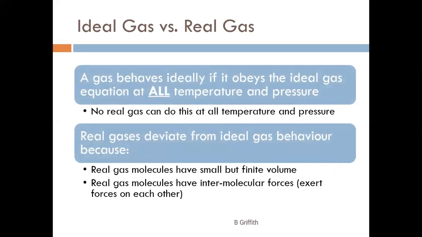Now, a gas behaves ideally if it obeys the ideal gas equation at all, emphasis on all, temperatures and pressures, which doesn't happen in real life because that's not how real gases behave. Your real gases will deviate from ideal gas behavior because of things that we've mentioned before, based on our model of the gas.